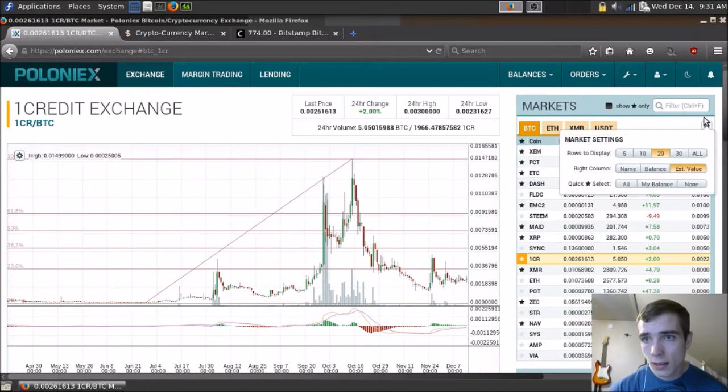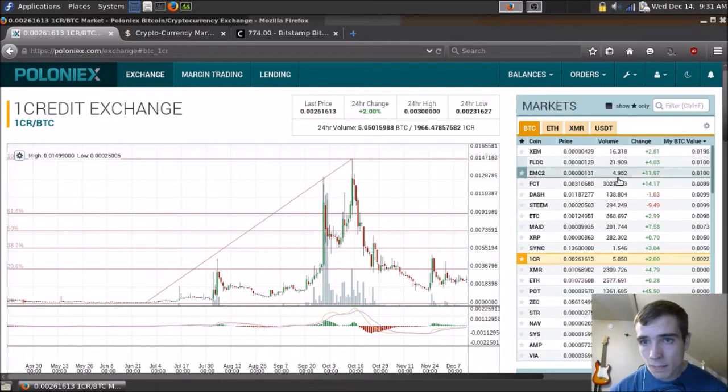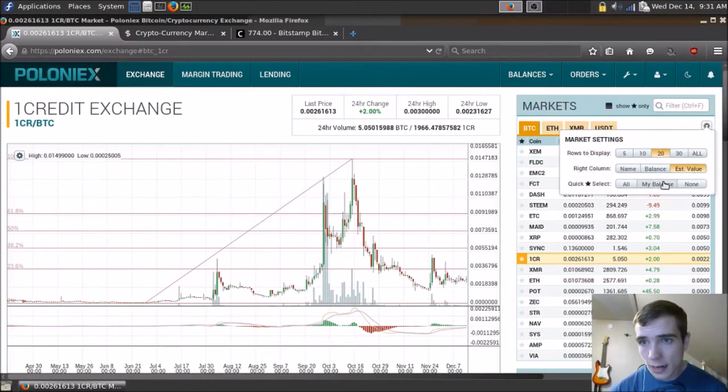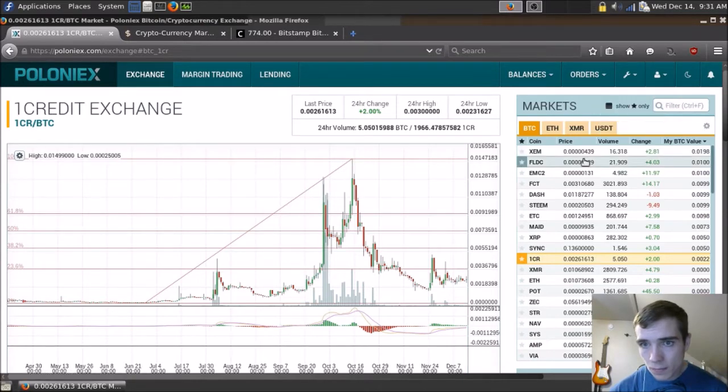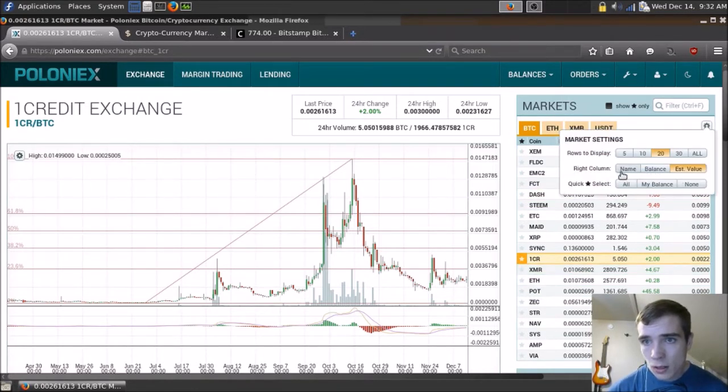The way that you do that is you go to market settings right up here, this setting button in the top right, and you can show how many rows displayed. Right column could be balance, estimated value, quick select. You can quick select all the ones that you have a balance in. Let me just go ahead and do that. I guess since it's already sorted by that, it doesn't need to, but yeah, this is just a way to more efficiently sort what coins you're invested in at the time.